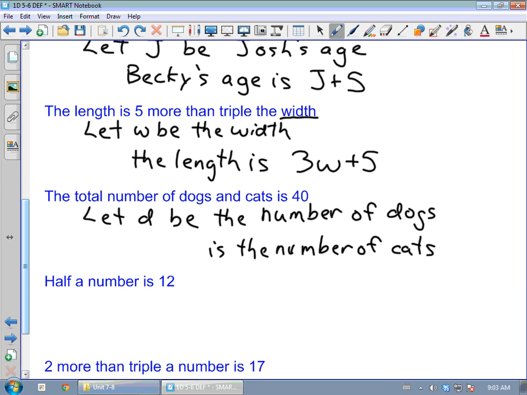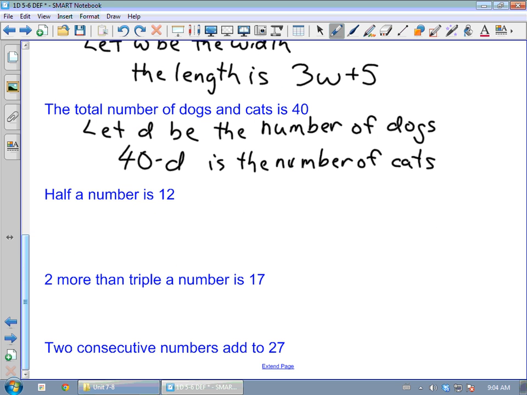Okay. So if the number of dogs and the number of cats have to add up to 40, and we've chosen D to be the number of dogs, how can we figure out how many cats there are going to be here? 40 minus D. Okay? We know there's 40 in total. D of them are dogs. All the rest of them have to be cats. So if we take away D from 40, that'll give us the number of cats.